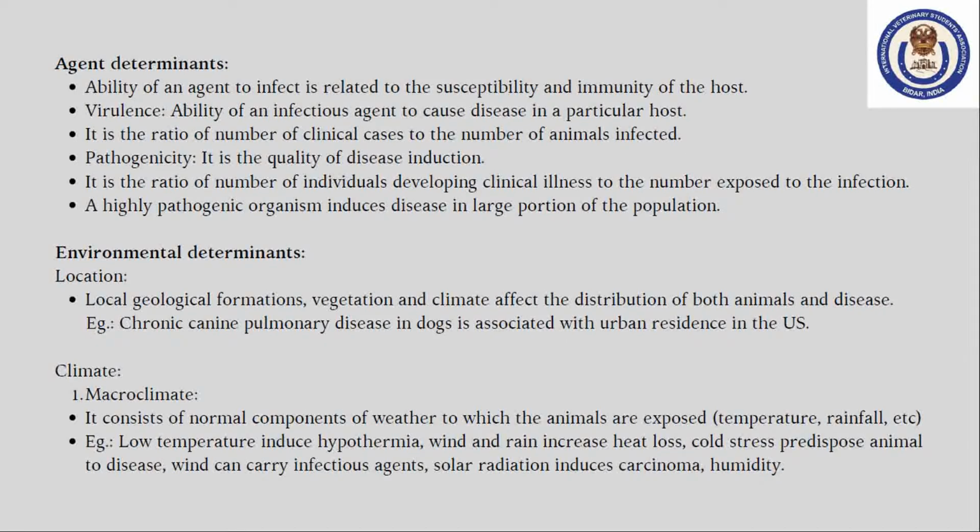The macroclimate consists of normal components of weather, like the temperature, rainfall, wind, etc., to which the animals are exposed. Like the low temperature can induce hypothermia, which is more common in newborns, and the wind and rain can increase heat loss from the body of the animal. Cold stress can predispose the animal to disease. Wind can carry infectious agents like foot and mouth disease. Solar radiation induces carcinoma, like the example we saw in white cats, and humidity can also help in the survival of a few infectious agents.